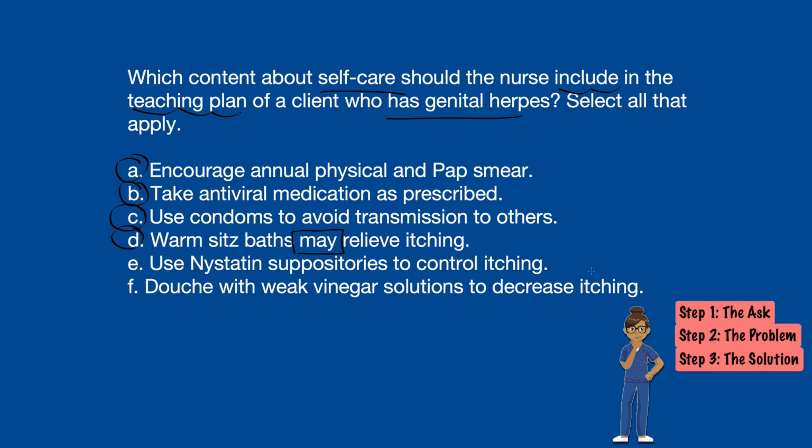E says use nystatin suppositories to control itching. Well, what's nystatin? Nystatin is an antifungal medication. But what type of infection is genital herpes? This is viral. Would we give our patient an antifungal for a viral infection? Nah. E can't be right. And F says douche with weak vinegar solution to decrease itching. So we're telling our patient to douche. The opposite would say do not douche with weak vinegar. And the opposite is true. We don't want them to douche with weak vinegar or anything for that matter. So the correct answers here are A, B, C, and D.